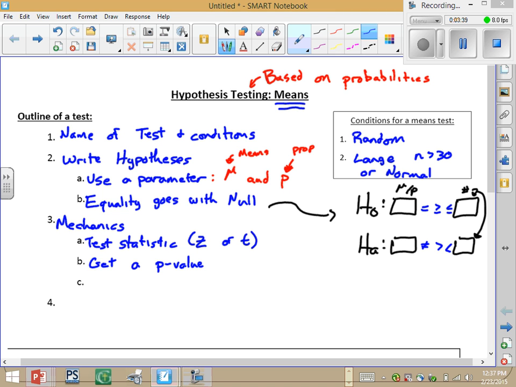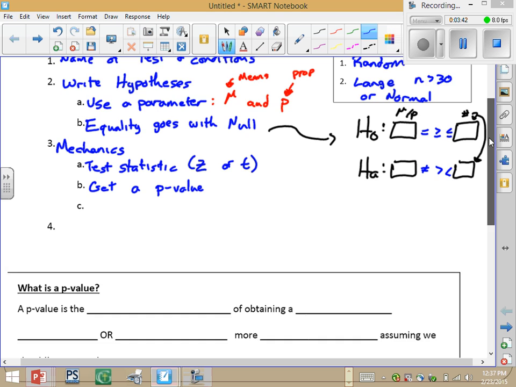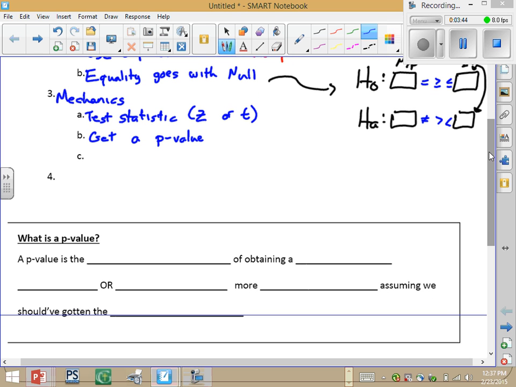Actually, if we come down to that box right below what you're looking at, well, what is this p-value? A p-value is the probability of obtaining a certain outcome or something that's more extreme. We did this already. But the big thing about this is we have to base this probability on the assumption that we should have gotten whatever the null hypothesis told us.